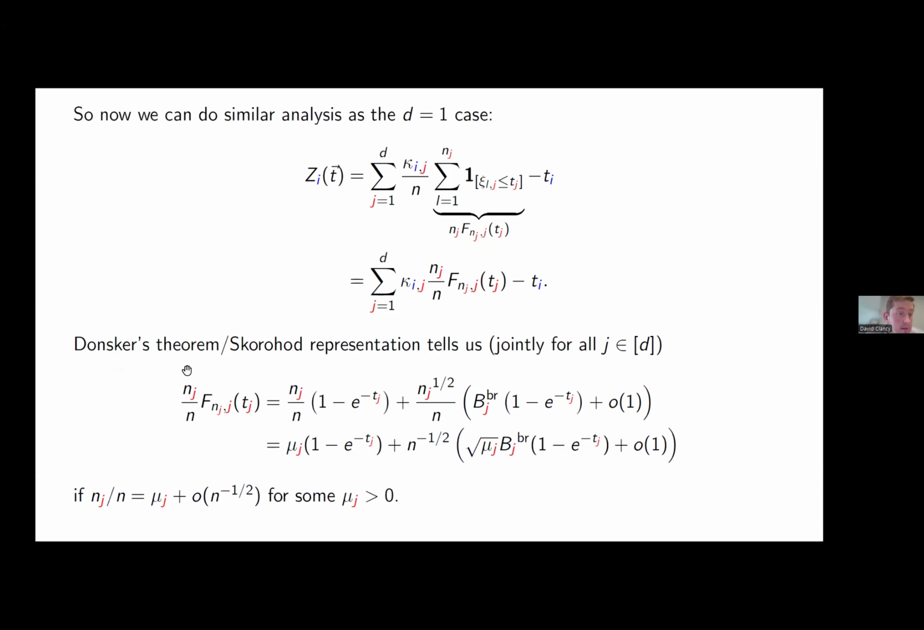Once we scale by this n_j over n, this becomes a mu_j, and by our hypothesis that n_j over n is approximately mu_j plus some negligible error, we can absorb the error in the approximation of n_j over n into the little o of one term on the side.